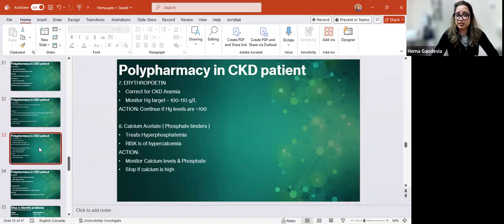Next is calcium acetate, which is going to be used as a phosphate binder in CKD patients. It treats hyperphosphatemia, but there's also a risk of slight hypercalcemia. So our action plan would be to monitor calcium levels and phosphate levels. If the calcium levels go too high, then potentially we can either pause or stop the medication. Again, reassess in a few days or a few weeks and restart it if needed.